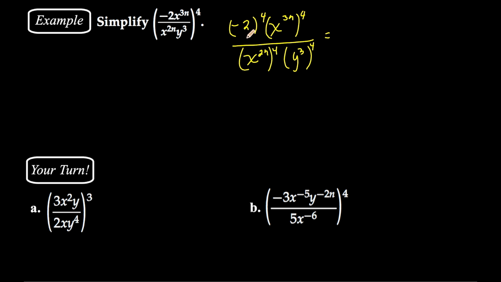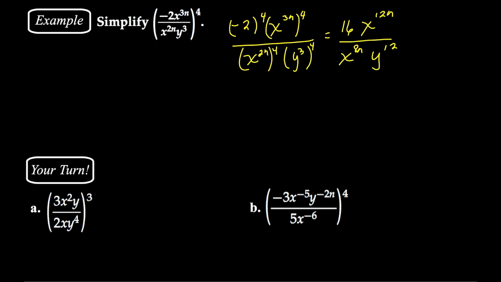Okay, so negative 2 raised to the fourth power gives me a positive 16. In the numerator, I'm going to get x to the, we're going to multiply these, x to the 12n. In the denominator, I'm going to get x to the, looks like 8n, and then y to the 12.